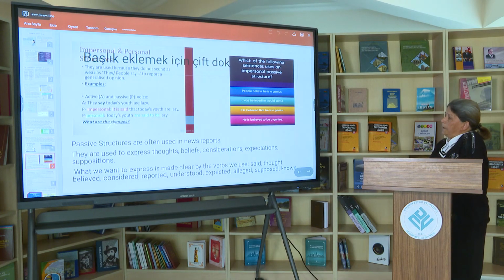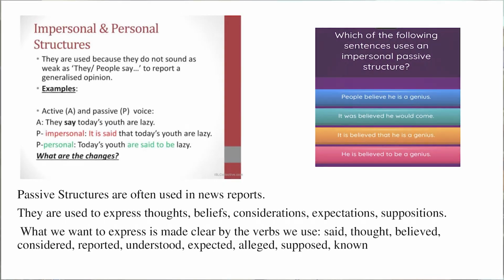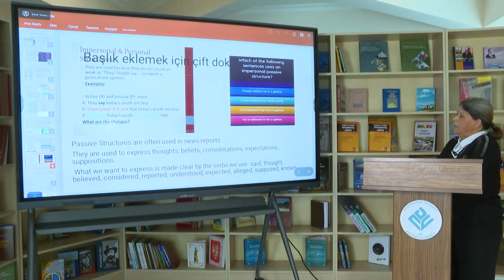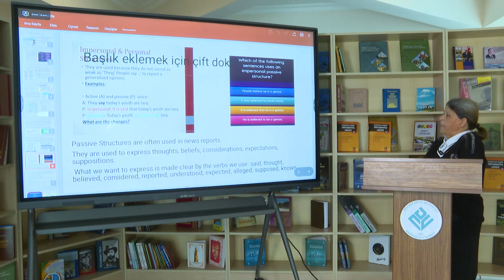For example, active or passive voice. They say today's youth are lazy. It is active voice. We know what is the subject of the sentence, or who says: they say. But in impersonal passive voice, we say it is said that today's youth are lazy. But in personal passive voice, we say today's youth are said to be lazy.